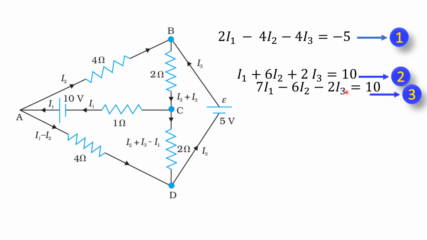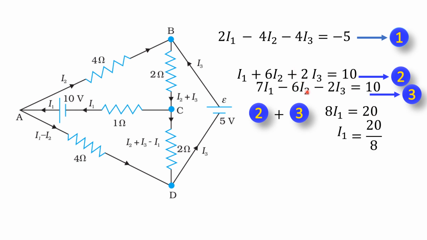Next, we have to solve these 3 equations. So adding the second and third equation, we get 8I1 is equal to 10 plus 10, 20, because these two values will be cancelled out. So I1 is equal to 20 by 8, that is equal to 2.5.